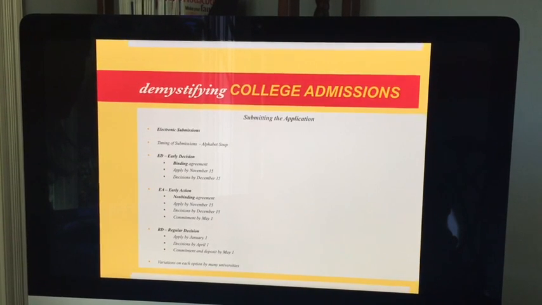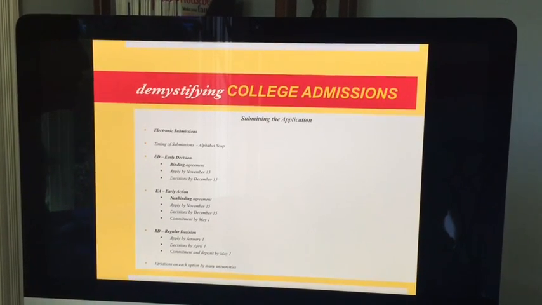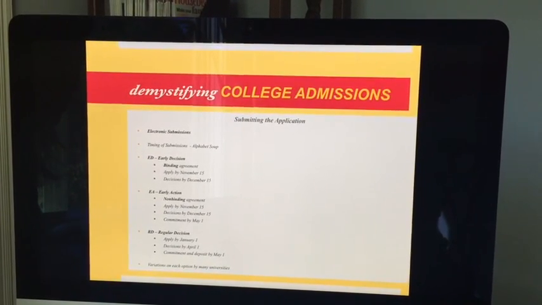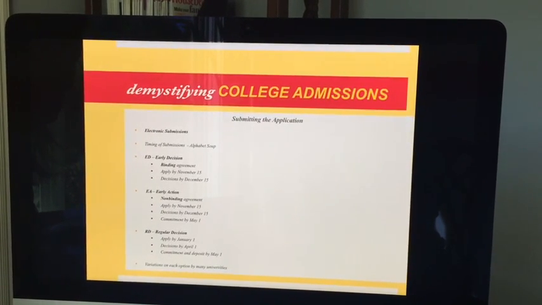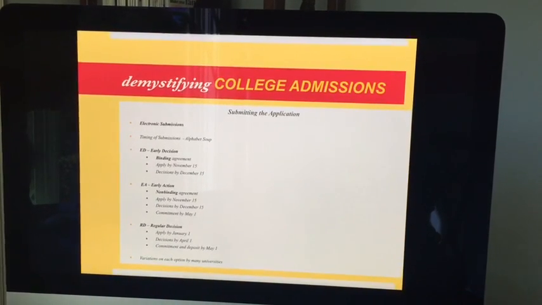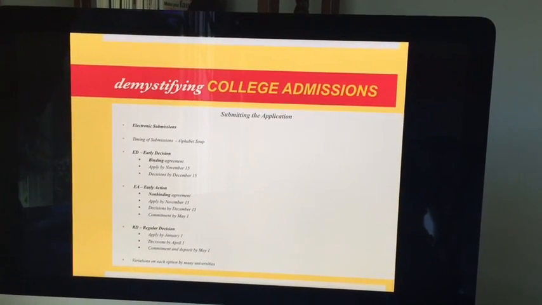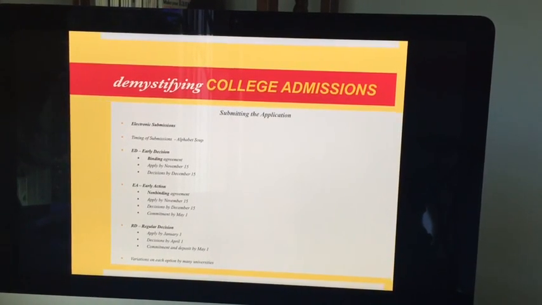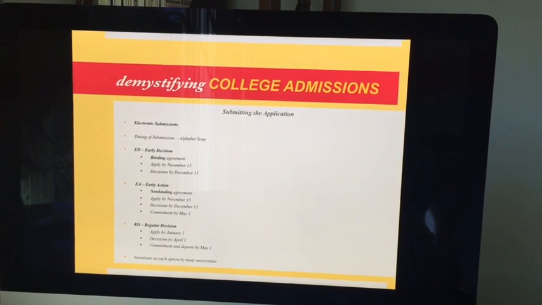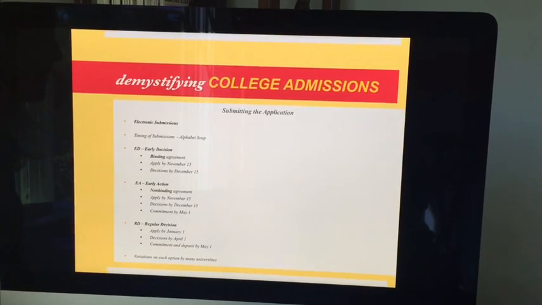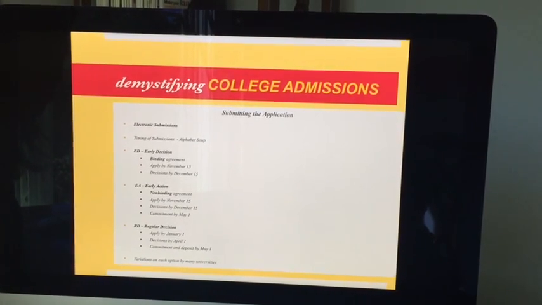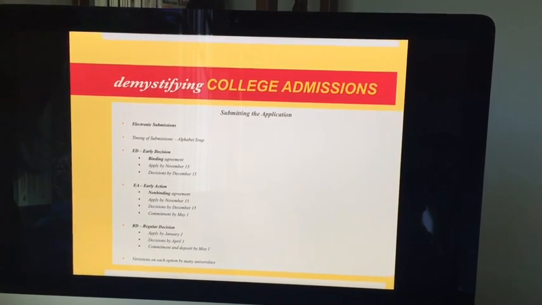The second option is called early action. Students can apply to multiple schools under the early action submissions. It is a non-binding agreement, which means they are not committed to go to that school if they get accepted. They apply by November 15th and they hear a decision by December 15th, but they actually do not have to commit to that school until May 1st.